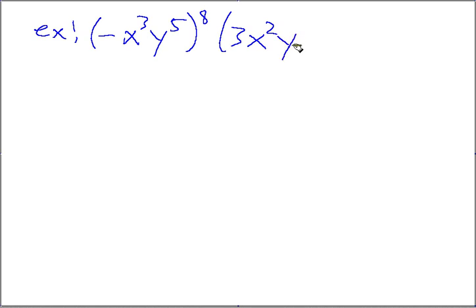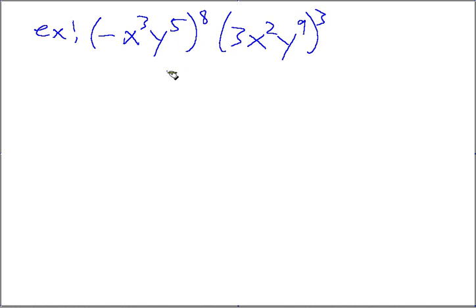Okay? Let's try this one then. Let's look at negative x cubed y to the 5th power, all that to the 8th power, times 3x squared y to the 9th, quantity cubed. All right. Let's multiply two exponential expressions together. All right. So here's the first exponential expression. Here's the second exponential expression, and we're multiplying them together.